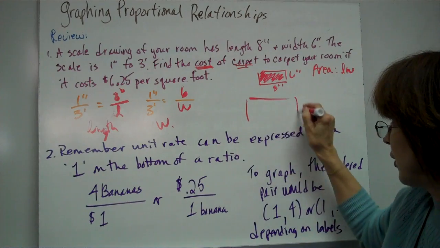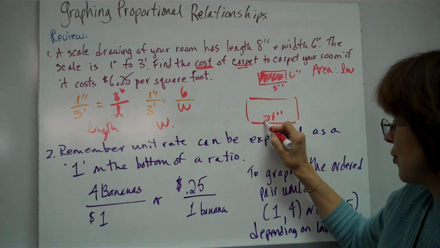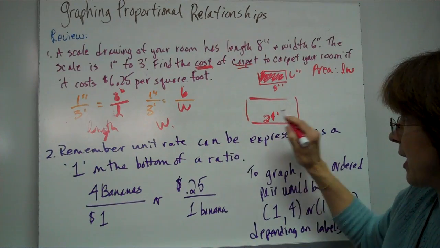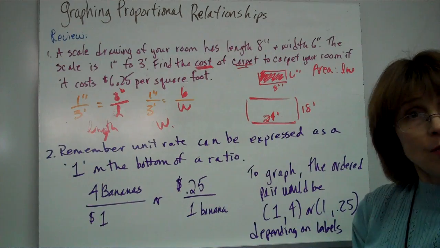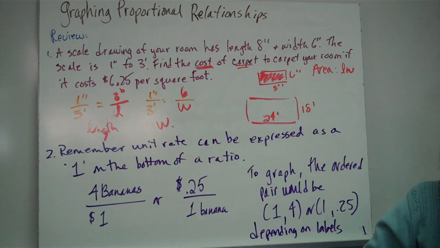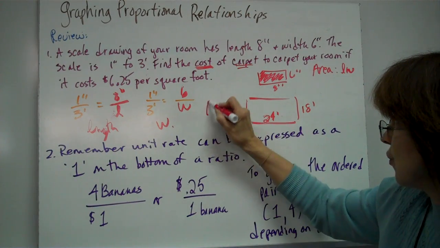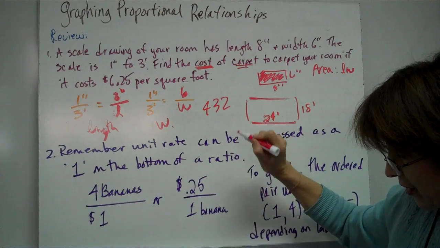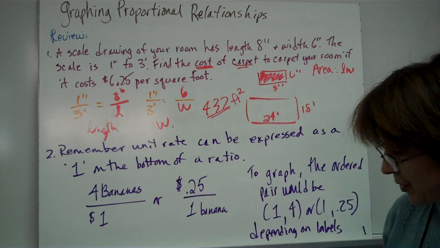You know, your real room is going to really be 24 feet by 3 times 6 is 18 feet. So that's the real room. So, okay, so now you know you need to find the area. So when you do 24 times 18, which you can just do on your calculator, you're going to get this whole thing is 432 square feet, because feet times feet is feet squared. So that's how big your area is.